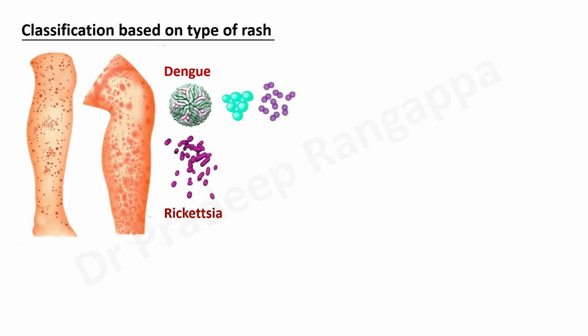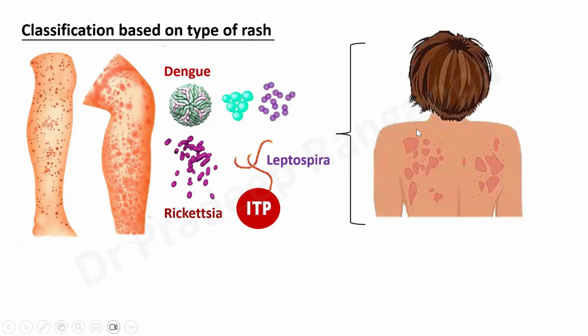Rickettsia also can cause this, although typically in rickettsia what we look for is the eschar. Leptospira also causes this hemorrhagic rash, and ITP is the non-infective cause. So based on the hemorrhagic purpuric rash, these are the causes. And these causes, if you see, are similar to the previous slide, where I said viral, bacterial, and in autoimmune, it can be ITP. So this is a rash where you have a maculopapular sort of rash.